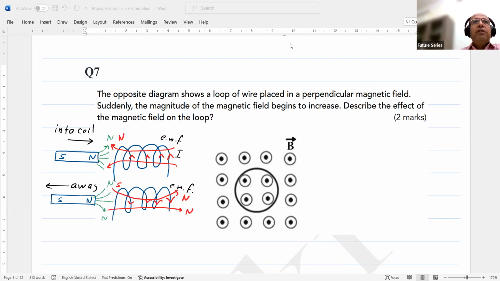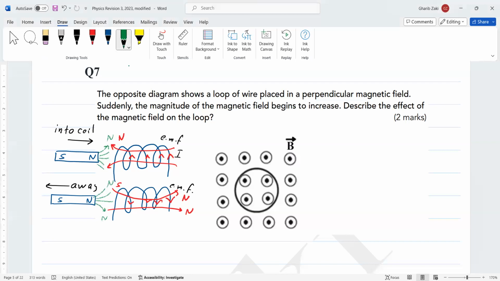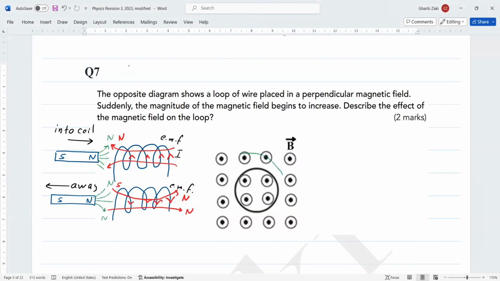So what happened here? Because B changed, follow me to this piece. Here we have current induced in the field. According to the right-hand grip, the direction of current is anti-clockwise. Can you see? This is the direction of current. This current, I1, in the field, is because of the change in magnetic flux density.